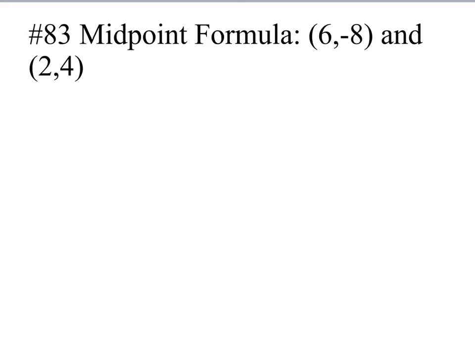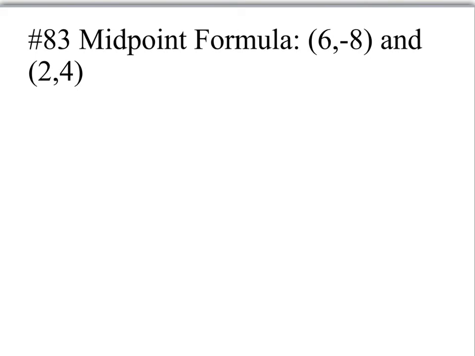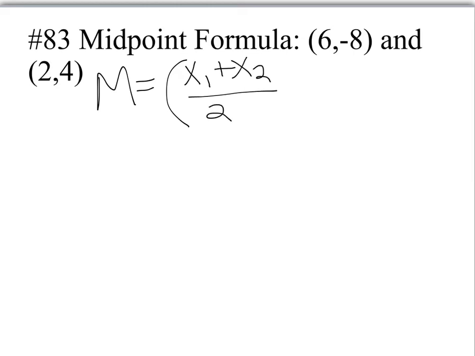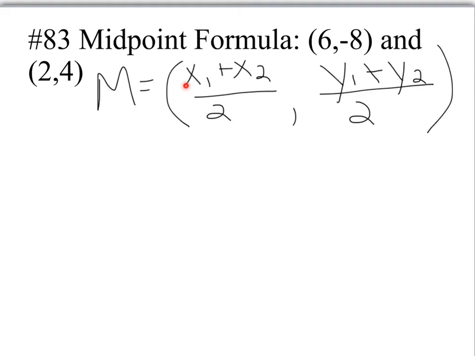All right, now we're moving on from the distance formula to the midpoint formula. The midpoint formula says m equals (x1 plus x2 over 2, comma, y1 plus y2 over 2). So whenever you're done with the midpoint formula, you're going to end up with an ordered pair, an x, y. This will be your x value, and this will be your y value. So you'll always end up with a coordinate pair.